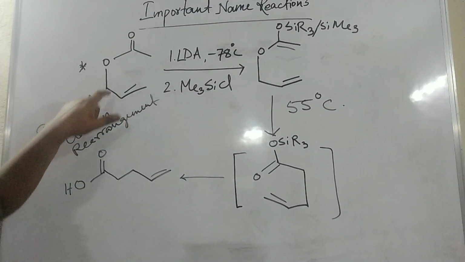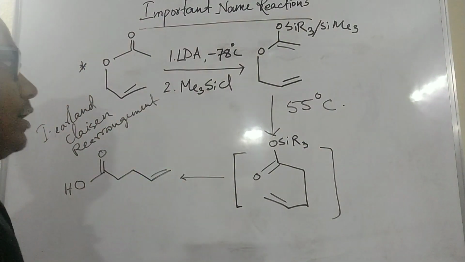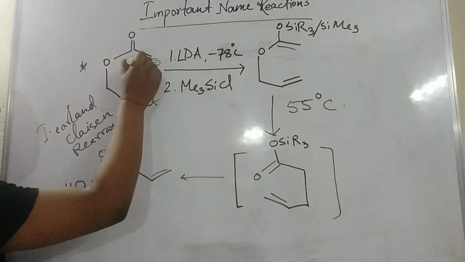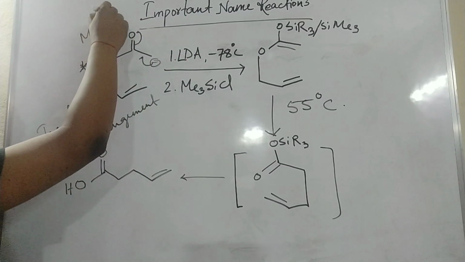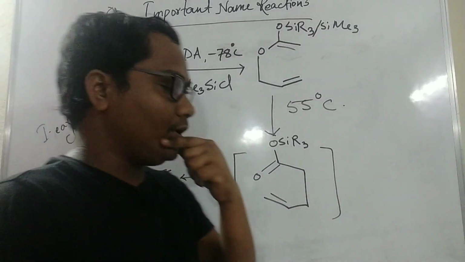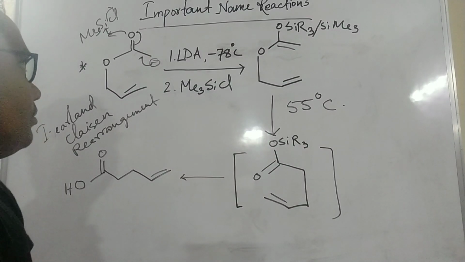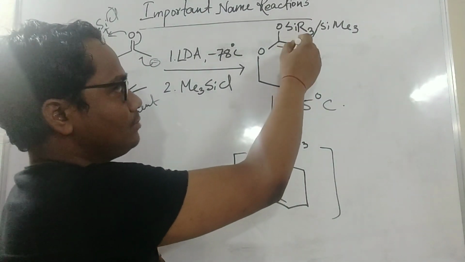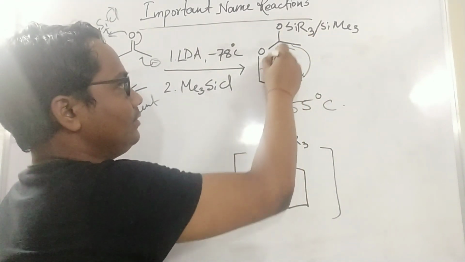Then we use LDA as a base and this protecting agent, trimethylsilyl chloride. The function of LDA is to take the proton, and then Me3SiCl will come and it will be removed, and this is the second step. In this case, a 3,3 sigmatropic rearrangement will happen internally, and the bond will break.